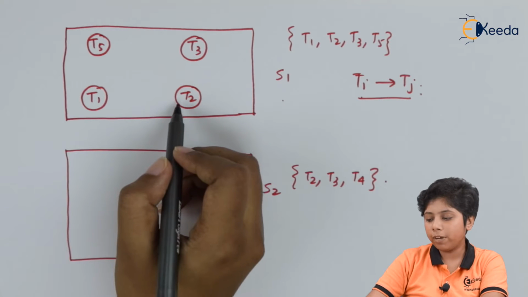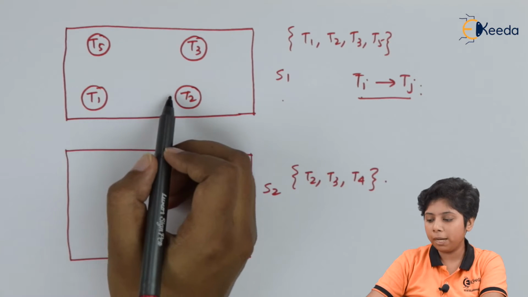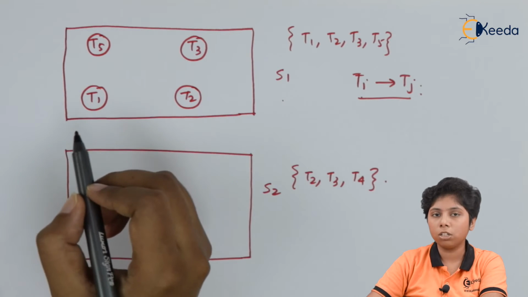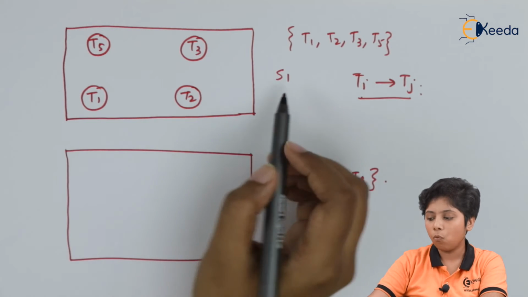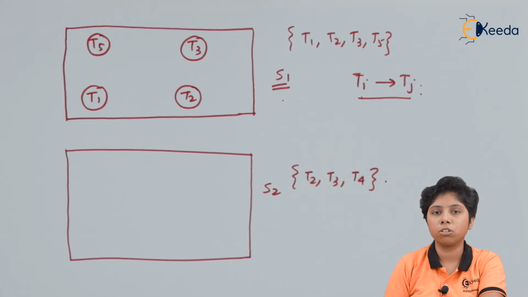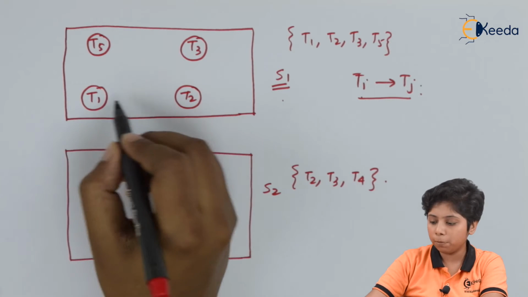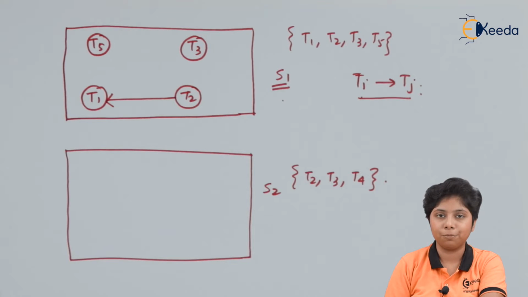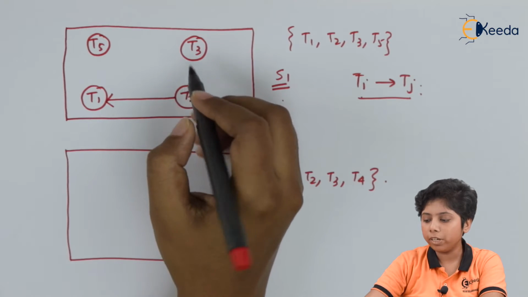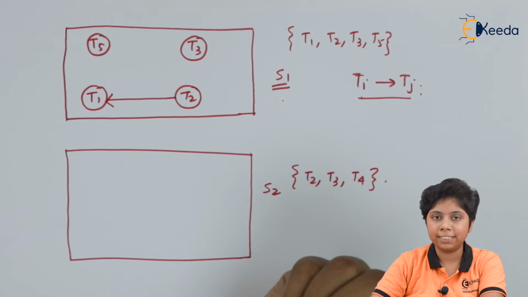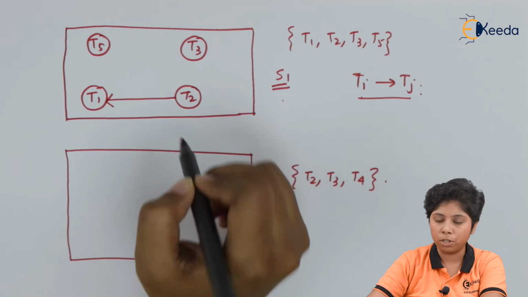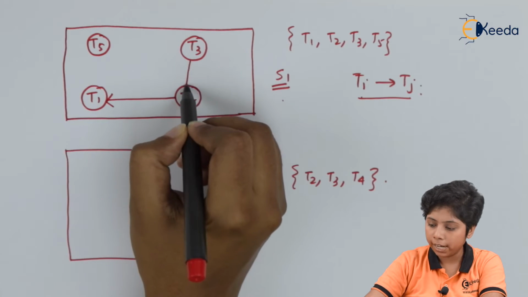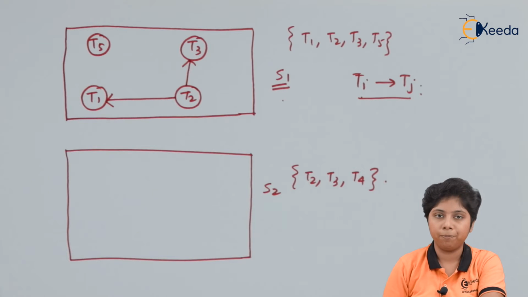Now T2 is waiting for a resource to be released by T1. That means the lock needs to be released by T1, since this resource belongs to site S1. So we can put a directed edge from T2 to T1. Now T2 also requires T3 to release an item which also belongs to S1, so we need to put another edge from T2 to T3.